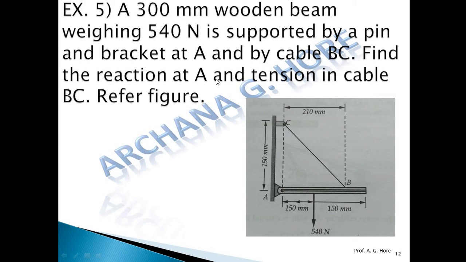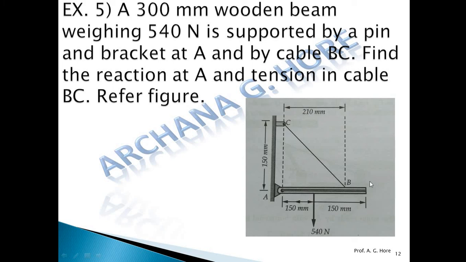Find reactions at A and tension in the cable BC, refer figure. Now this beam AB, which is having at point A a hinge or pin, ये pin से connect किया है, and to hold this beam in this horizontal position with the help of this cable or this wire, at point B and point C. Now we want to find out the tension BC and reaction at the point or joint A.